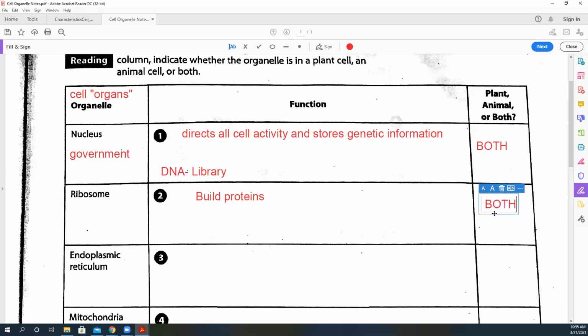Most of these organelles are found in both except for a select few that are only found in plants. That's what makes this different.